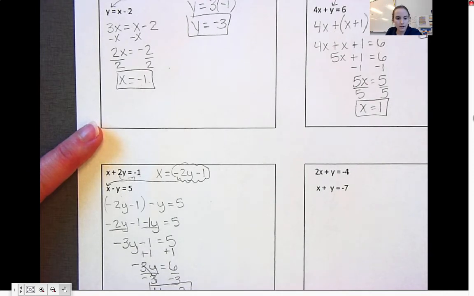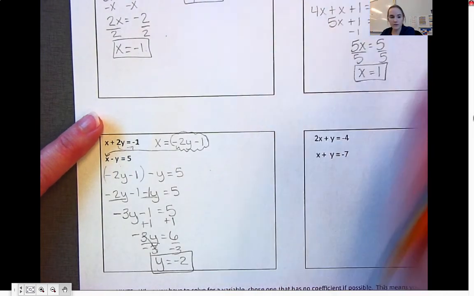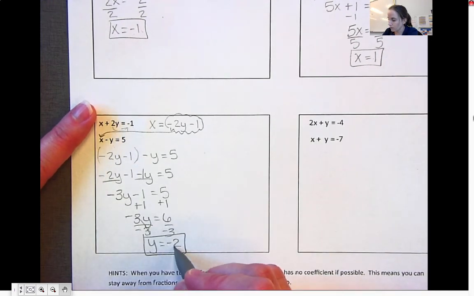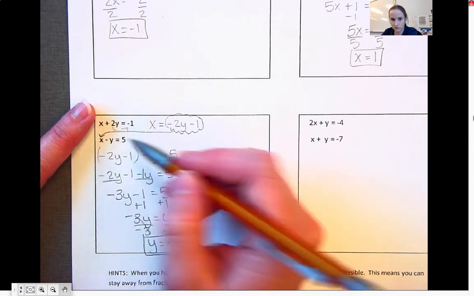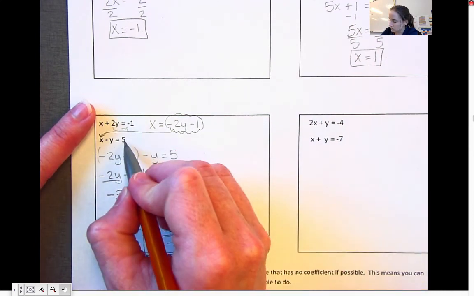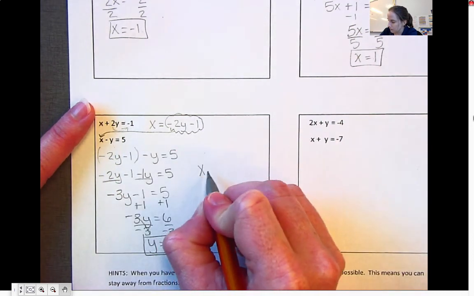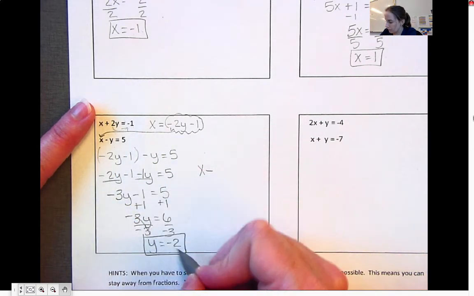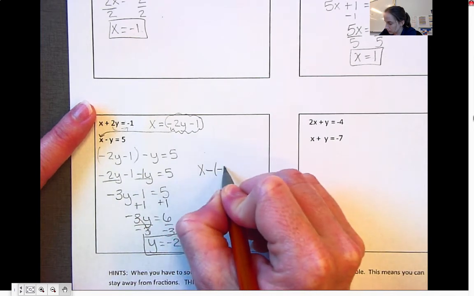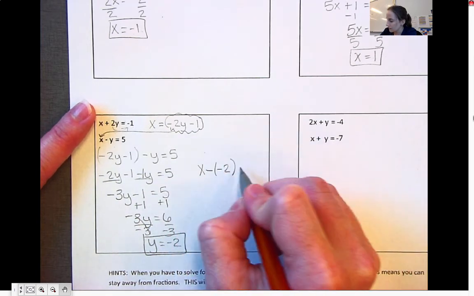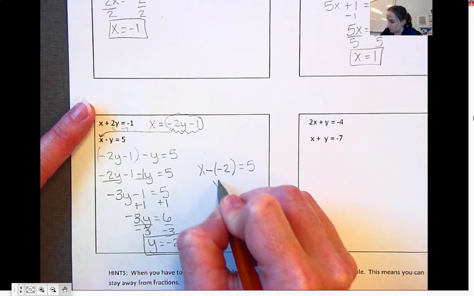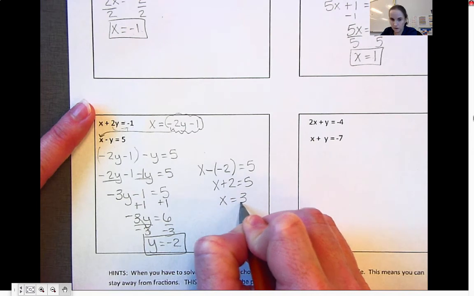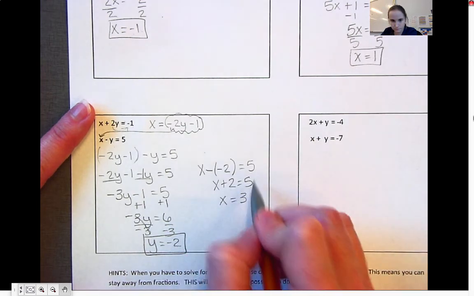Now I have y, but I do not have an x value yet. So plug this y value back into either equation, it doesn't matter. I'm going to plug it into the second one: x minus, be careful here, the y value that I have is negative 2, so it's going to be x minus negative 2 equals 5, which is x plus 2 equals 5, and therefore x equals 3 when you move the 2 over.